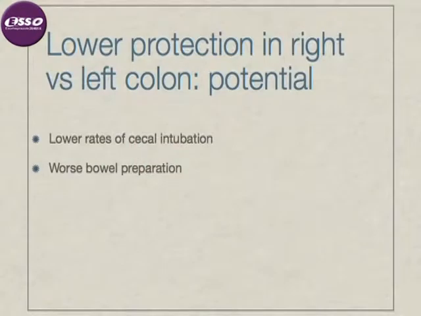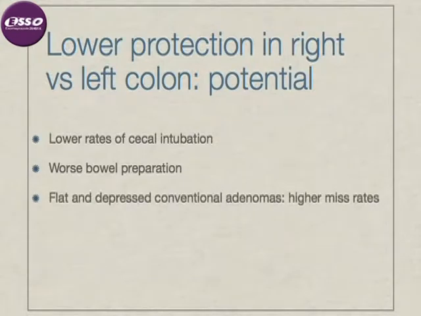A third potential explanation for less protection on the right side of the colon is that lesions that are endoscopically subtle, including conventional adenomas that are flat or depressed, as well as serrated lesions, including hyperplastic polyps and sessile serrated polyps, are more common in the proximal colon and may be missed more often. Thus, the modern colonoscopist must be trained in the recognition of the full spectrum of precancerous lesions in the colon.